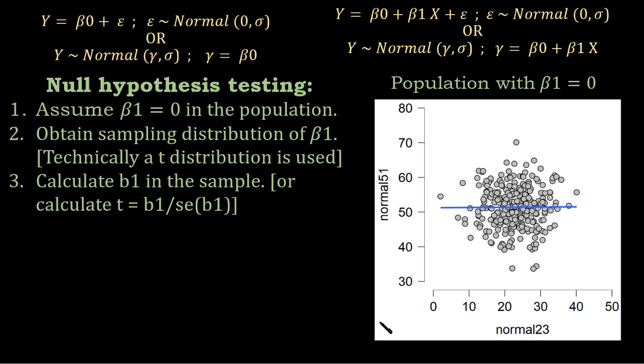But what we typically do is, instead of doing a sampling distribution of beta 1, we use the t-distribution. Okay. Now, this is again something that I dislike.